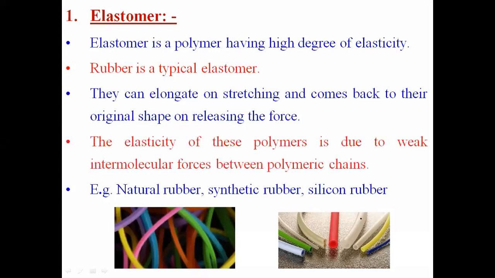Okay, and why are these polymers elastic in nature? Because of the weak intermolecular force between the polymeric chains. There are different polymeric chains, and there is a weak intermolecular force between those chains, and therefore it is elastic in nature. Natural rubber, synthetic rubber, silicone rubber, these are the examples of elastomer. This is the first type.